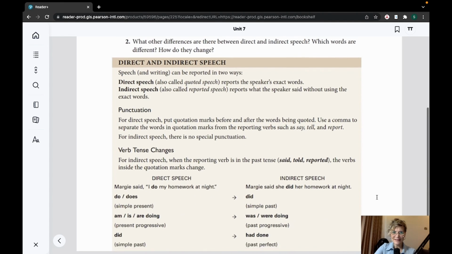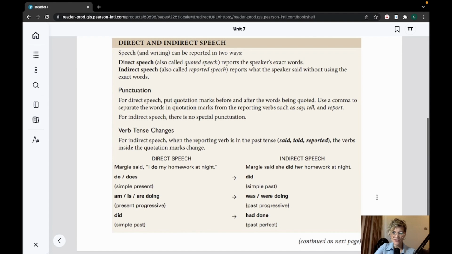Speech and writing can be reported in 2 ways, okay? So if it's direct, also called quoted speech, it reports the speaker's exact words. If it's indirect, we also call that reported speech. It reports what the speaker said without using the exact words.